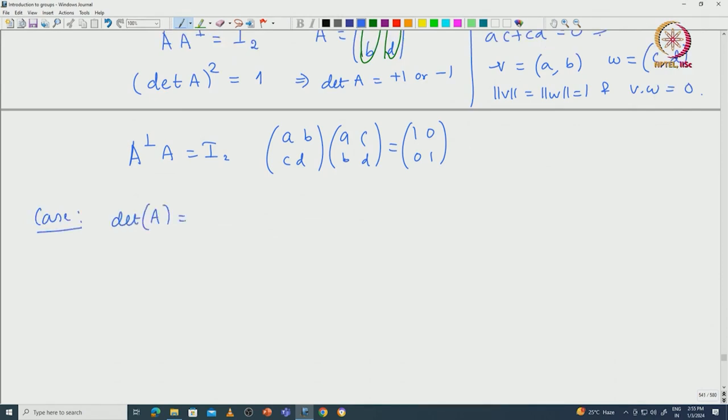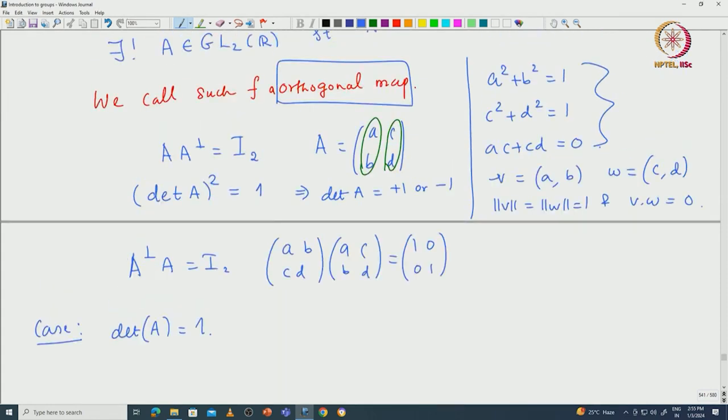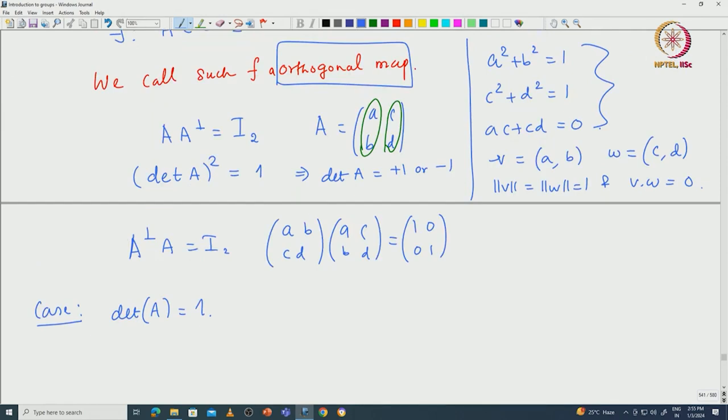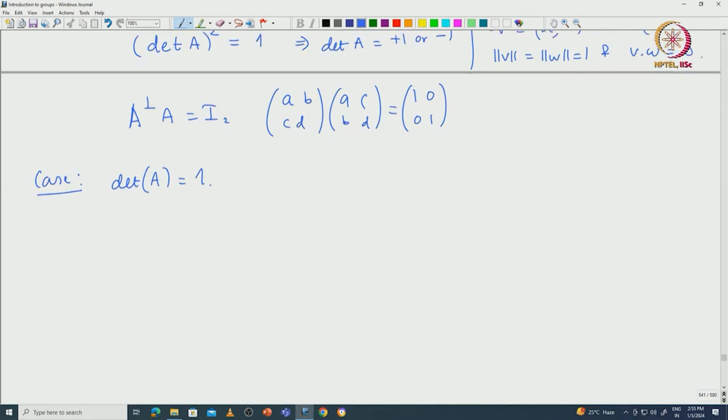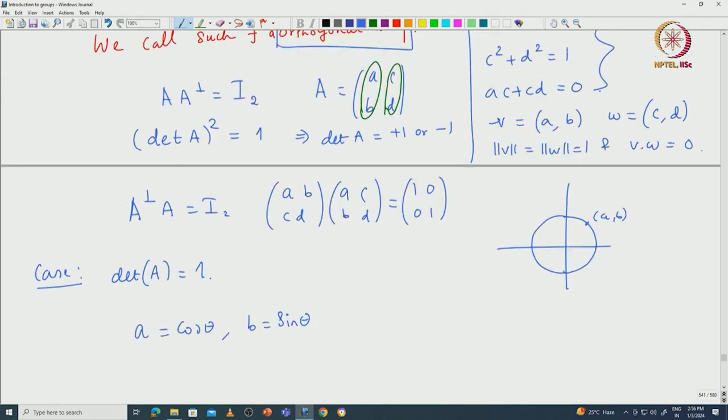Now let's try to understand what happens when the determinant is 1. The determinant of A, if it is 1, then you can write A in terms of cosine and sine maps. Because A square plus B square is 1, you can rewrite A equal to cos theta and B equal to sin theta, because (A, B) is going to lie on a circle, the circle S1. So (A, B) will be somewhere here. Now, if you take (C, D), this is going to be a perpendicular vector, so it is going to be somewhere here, perpendicular to (A, B).